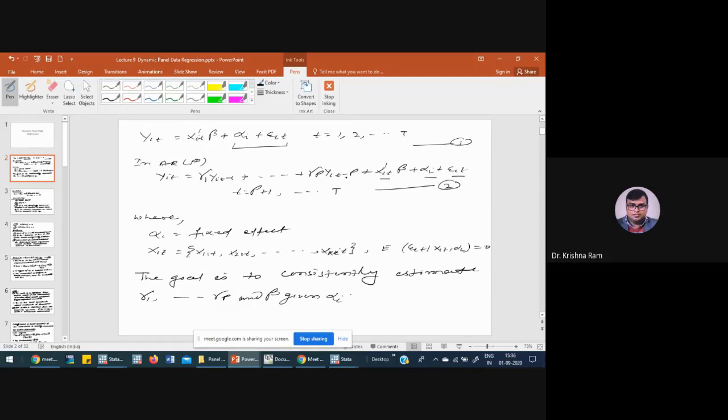Since you have a rho-lagged value, we lose rho observations. So the number of observations remaining runs from rho plus 1 to T. The objective here is to consistently estimate all parameter values, including rho.